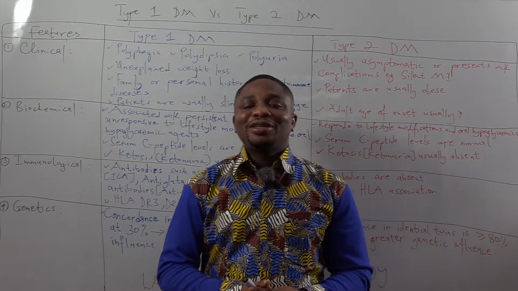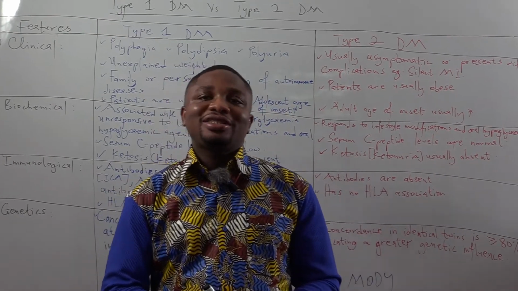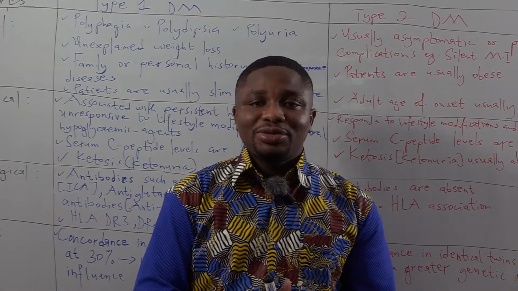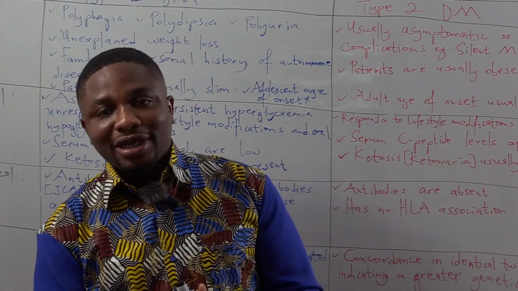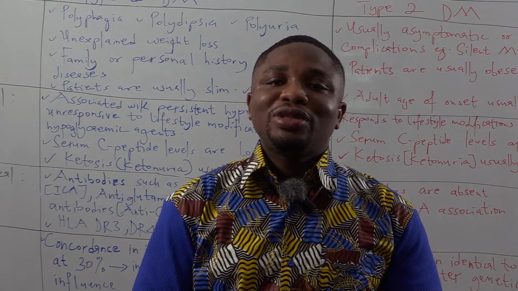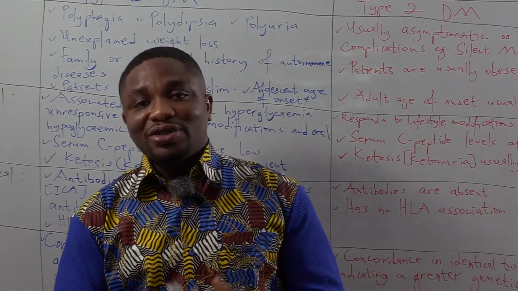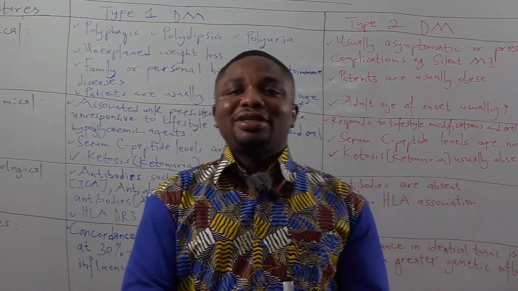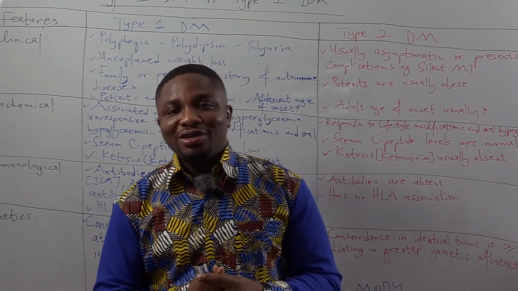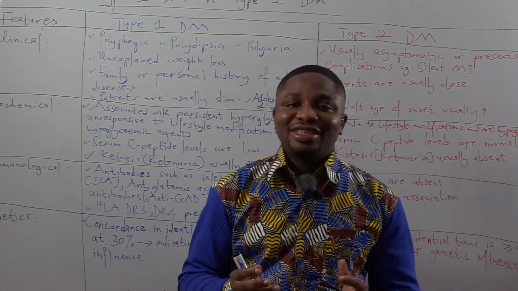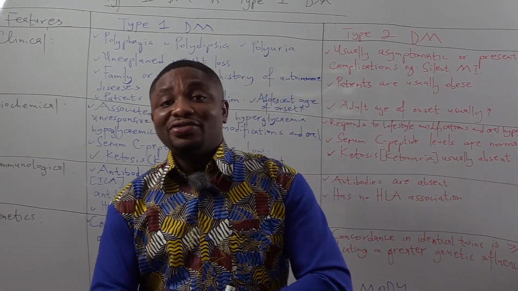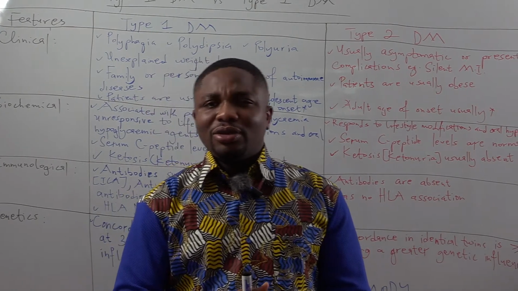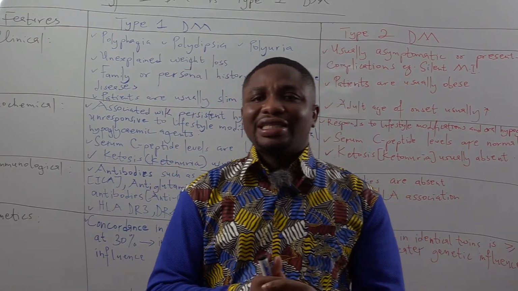In today's tutorial, we are going to be looking at diabetes mellitus. We are going to look at how to distinguish between type 1 diabetes mellitus and type 2 diabetes mellitus. So first of all, we are going to define type 1 and type 2 diabetes mellitus. Then after that, we'll delve in to look at the differences between the two in a tabular format. So let's have a look at that.